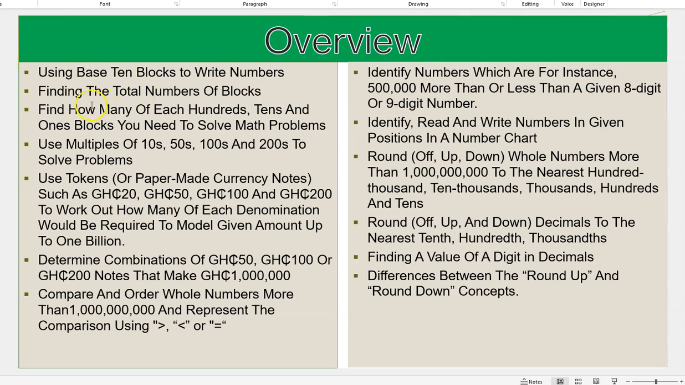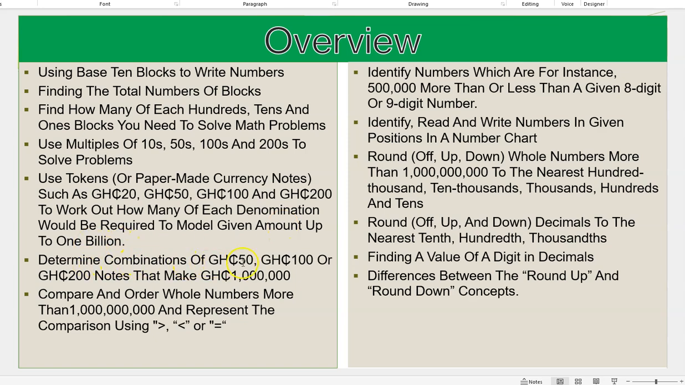In this video, we are going to learn something about using base 10 blocks to write numbers, finding the total number of blocks, and finding how many of each 100, tens, and ones blocks you need to solve math problems. Use multiples of tens, 50s, 100s, and 200s to solve problems. Use tokens or paper-made currency notes such as 20 Ghana cedis, 50 Ghana cedis, 100 Ghana cedis, and 200 Ghana cedis to work out how many of each denomination will be required to model a given amount up to 1 billion.